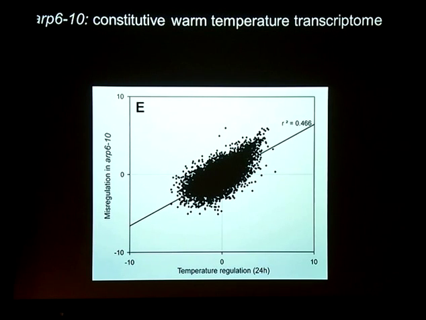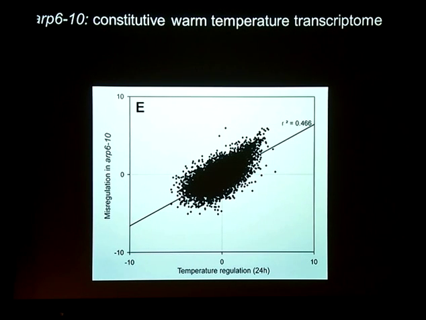This also works for genes that are normally repressed by warmer temperature. If you plot the genes that are misregulated in arp6 at a constant temperature against those genes that are induced by temperature in wild type, these are the upregulated genes, and these are the downregulated genes. The upregulated genes, as I just showed you, are constitutively expressed at one temperature in arp6, and the genes that are downregulated by warm temperature are constitutively downregulated in the mutant.